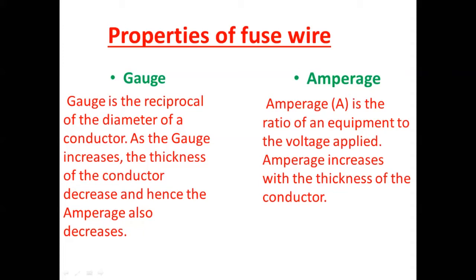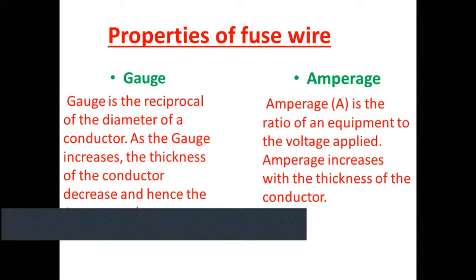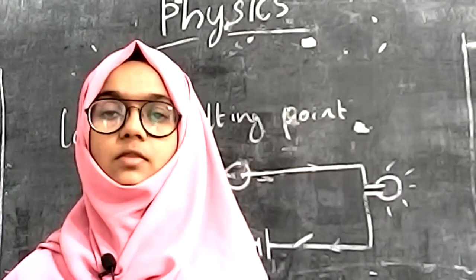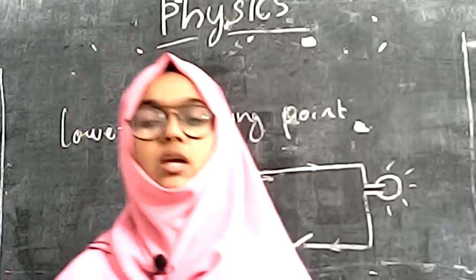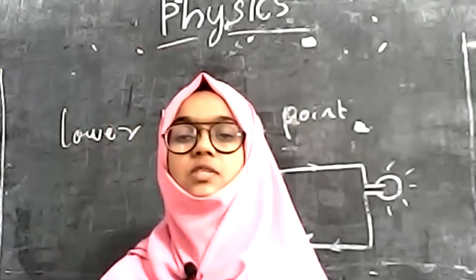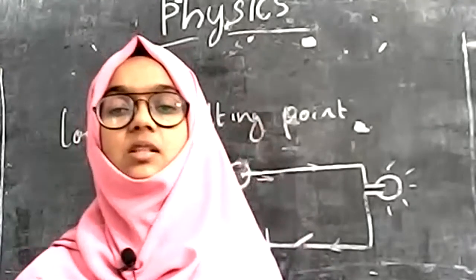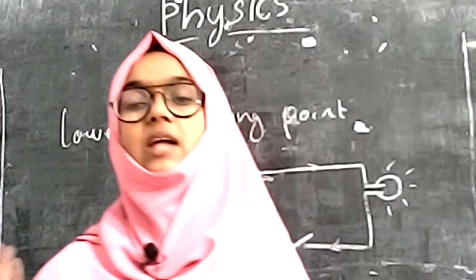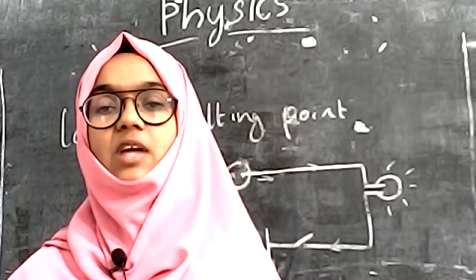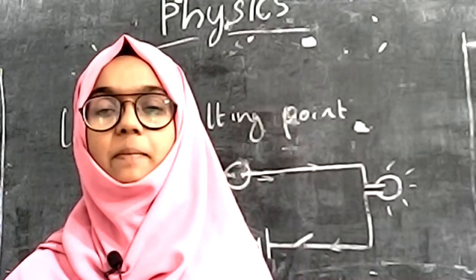Gauge and amperage are the properties of a fuse wire, and amperage must be considered when using fuse wire in home wiring. Okay. And now we have discussed the safety fuse. Safety fuses are used for safety in home wiring, and they are very useful to us. And next we have to discuss what is electric power.